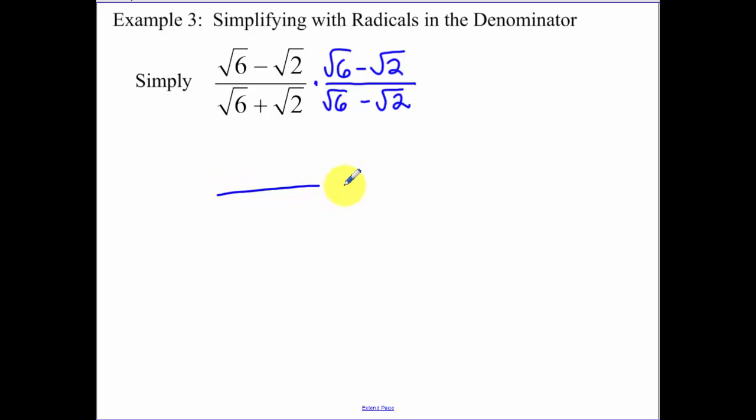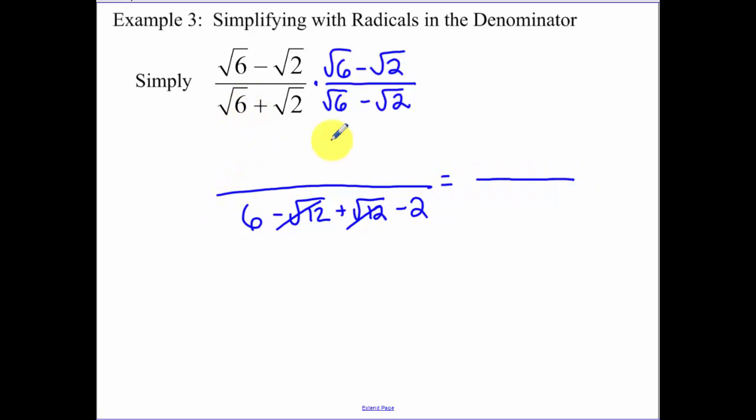Because let's look at that denominator. Let's FOIL out that denominator. Let me show you guys. First terms together, we get 6. Outer terms together. Inner terms together. Last terms together. Those radicals cancel. That's super important. So then I'll FOIL out the top here in a minute. I just wanted to show you guys that when you FOIL it out, you're going to get no radicals on the bottom. Okay, now let's FOIL out the top.